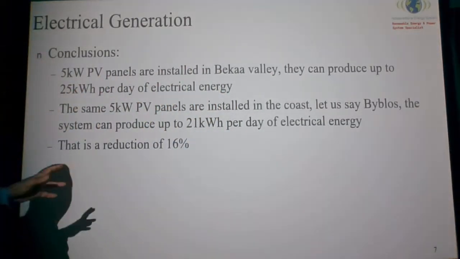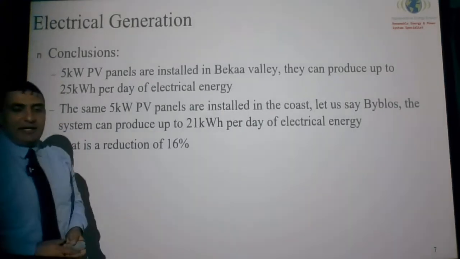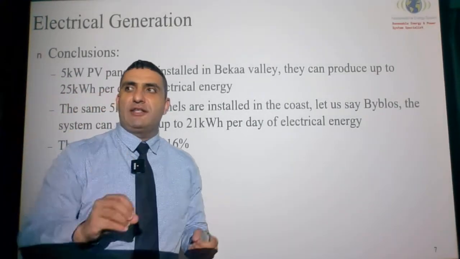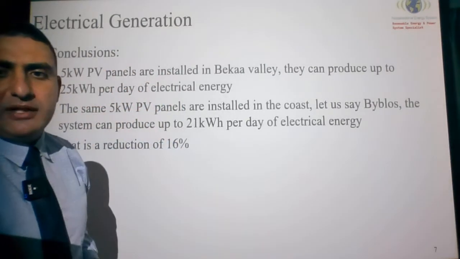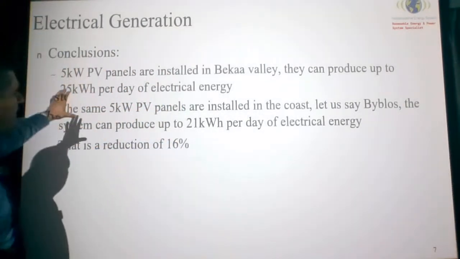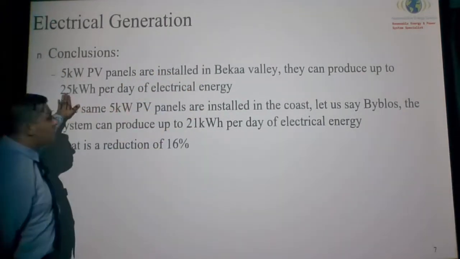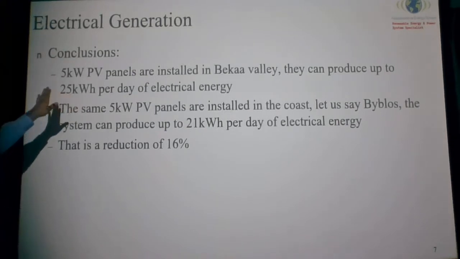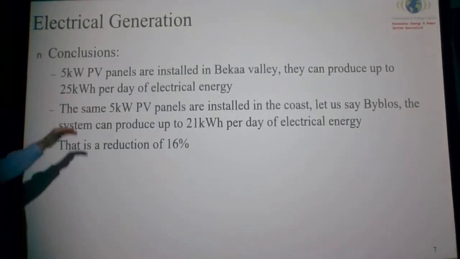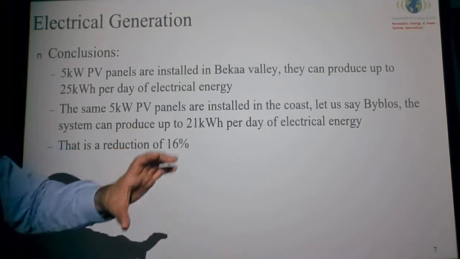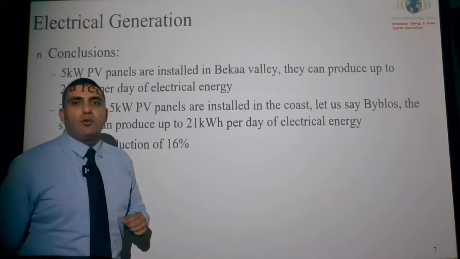In Arabic, guys, إذا نحن شغلنا 5 كيلووات 5000 watt solar system, if you put a solar system 5 kilowatt in the Bekaa Valley بالبقاع بيعطونا 25 kilowatt hour per day of electric energy. نفس السيستم, same system بنحطه on the coast على الخط البحري بيعطينا up to 21 kilowatt hour.